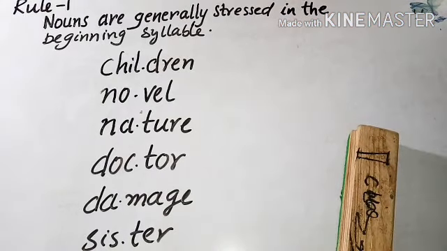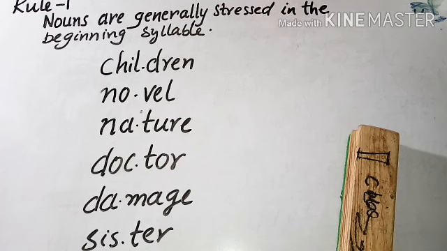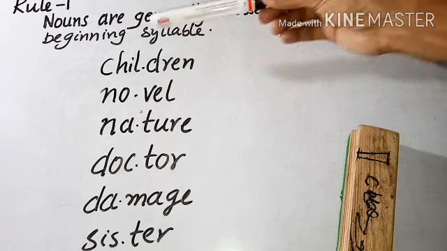Now we see some of the rules that govern the concept of stress. These are not rules that govern the way that we have to speak, but these emerged from the usage of our spoken language. The first one, rule one, is how nouns are stressed. Nouns are generally stressed on the beginning syllable. This is not true in all the cases. If the length of the word increases, it may change sometimes, but in most cases, nouns are stressed in the beginning.